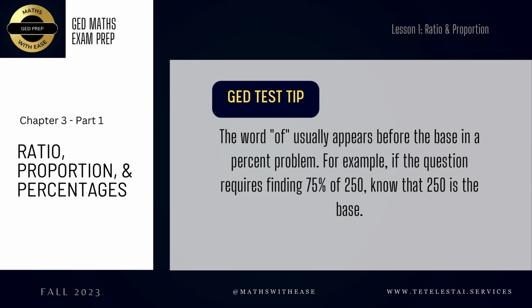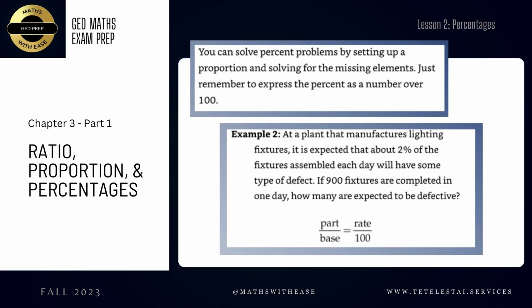So you can solve percentage problems by setting up a proportion and then solving for the missing elements. Just remember to express the percentage as a number over 100, right? So at a plant that manufactures lighting fixtures, it's expected that about 2% of the fixtures assembled each day will have some type of defect, right? So if 900 fixtures are completed in one day, how many are expected to be defective?